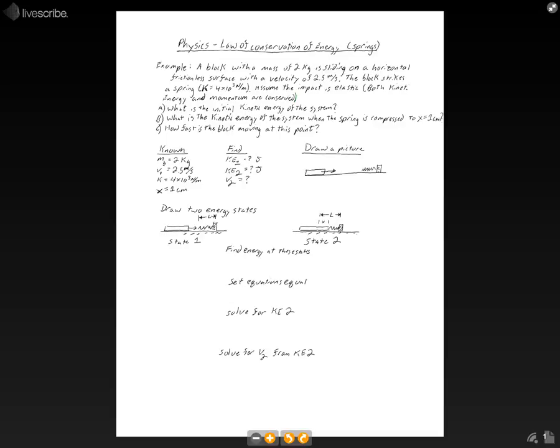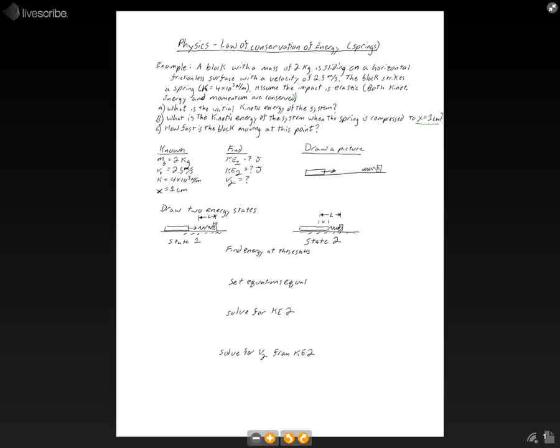Alright, so for this, we need to find A, what is the initial kinetic energy of the system. Then B, what is the kinetic energy of the system when the spring is compressed to x equals 1 centimeter. So that means that the spring is compressed 1 centimeter from where it is normally. And then C, how fast is the block moving at this point?